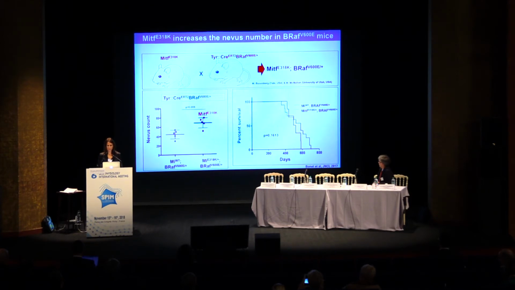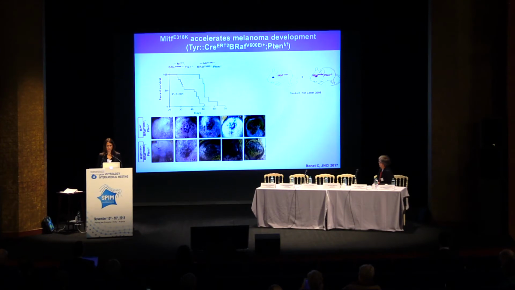Regarding melanoma development, you can see that these mice develop melanoma with a very long latency, about 400 days for the first mouse, the blue line here. And we found no change in the latency nor in the penetrance when we introduce the MITF mutation in this background. So what we did next is to introduce the MITF mutation in the second mouse model prone to develop melanoma, which allows the expression of oncogenic BRAF and loss of PTEN specifically in melanocytes after tamoxifen application.